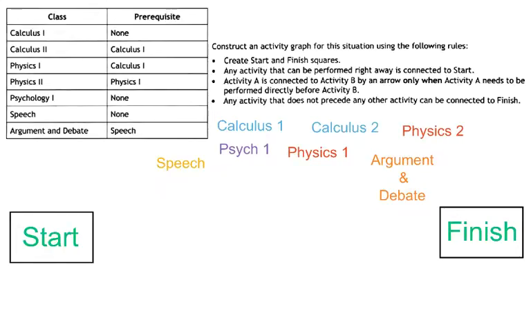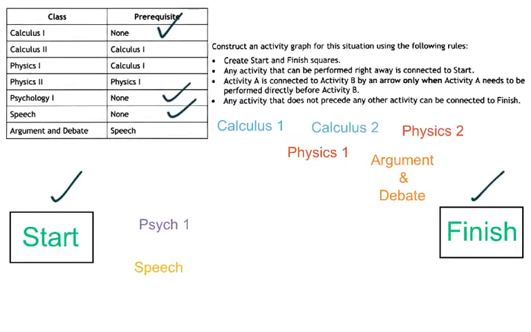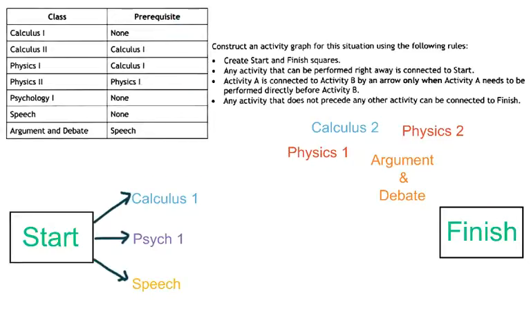So we did that, check and check. And then any activity or any class that can be performed right away means there's no prerequisites. We're going to use those right by the start. And then we're going to arrow from class to class to figure out how this could go. So the first 3 classes that don't have prerequisites are Calculus 1, Psychology 1, and Speech. So we're going to take these 3 classes and we're going to start those first.